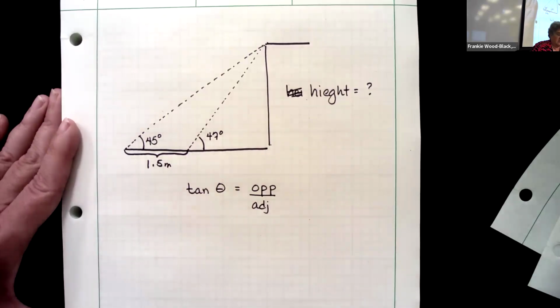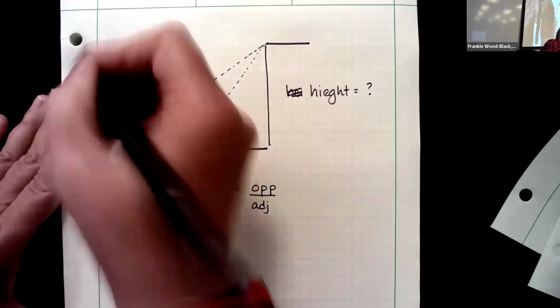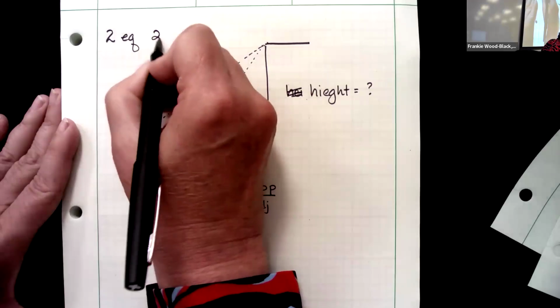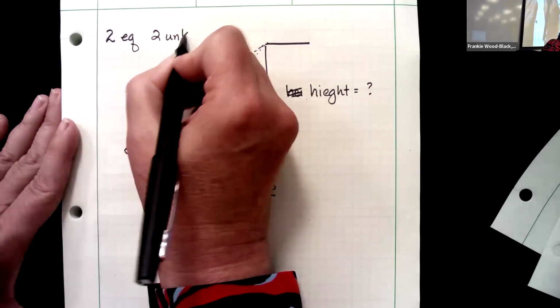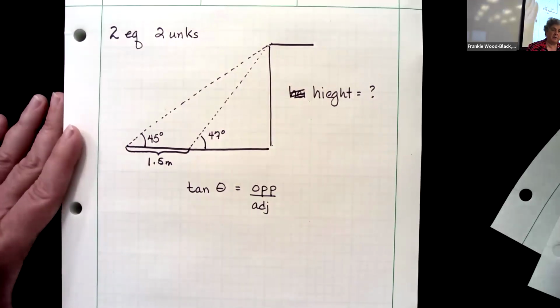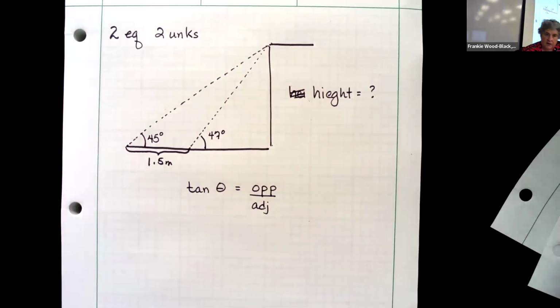In order to do this, I'm going to have to use two equations, two unknowns. And we will do a lot of two equation, two unknown problems throughout the semester. But we're going to show this one using trigonometry.